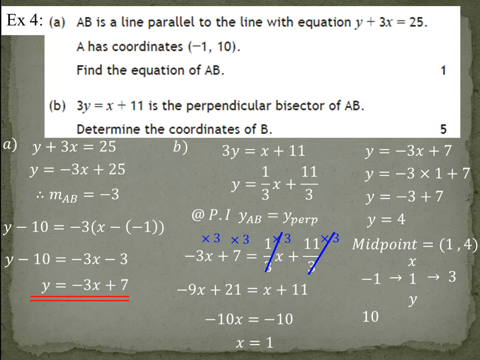Doing the same for y. We start at 10, we drop 6 to 4. That means we need to drop another 6 to get to B's coordinate for the symmetry of it being the midpoint to be true. And we do that and we get a y coordinate of minus 2. Therefore, the coordinates of B are 3, minus 2.